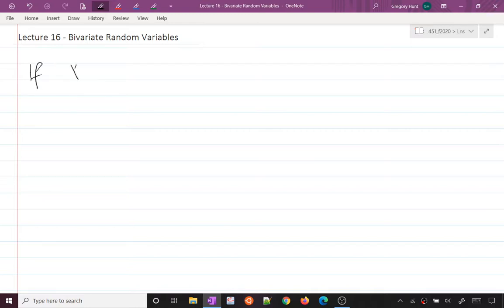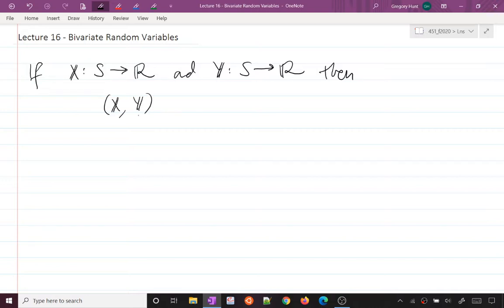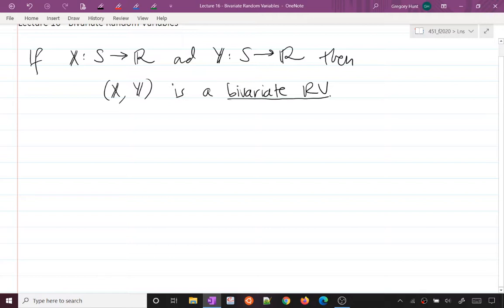So if I had X, that's a random variable, which means it's a function from some sample space to the real line, and I have another random variable Y, also a function from the sample space to the real line, then I could consider the pair (X, Y), and we'd say that (X, Y) is a bivariate random variable. So it's basically pairs of univariate random variables.